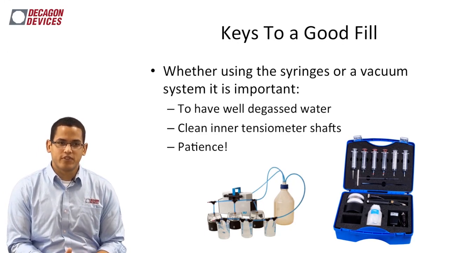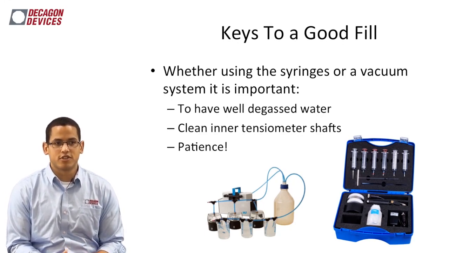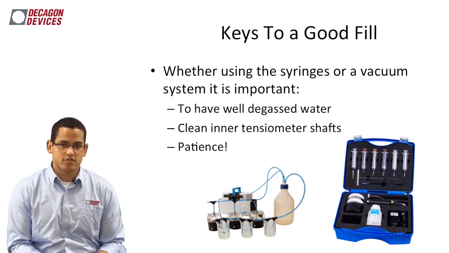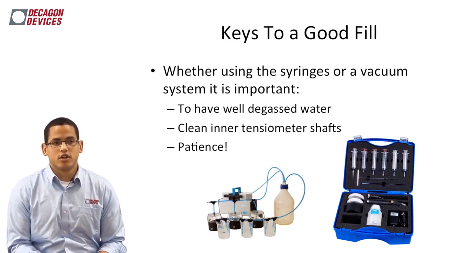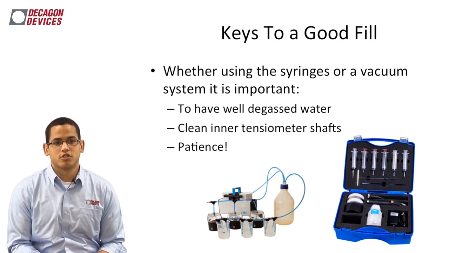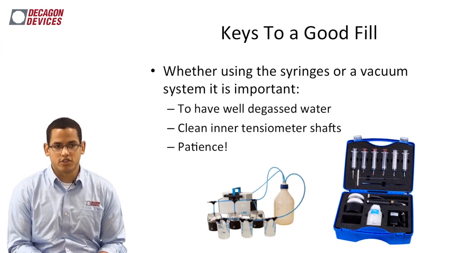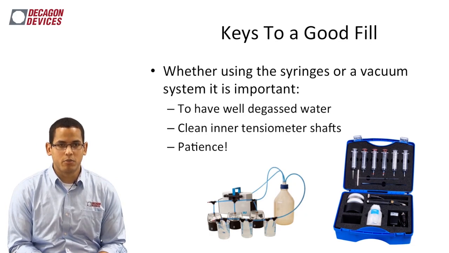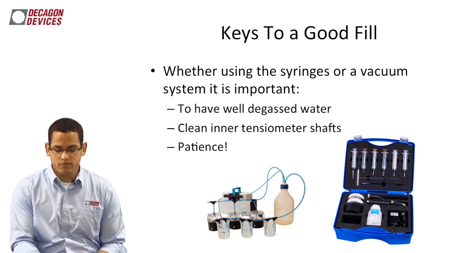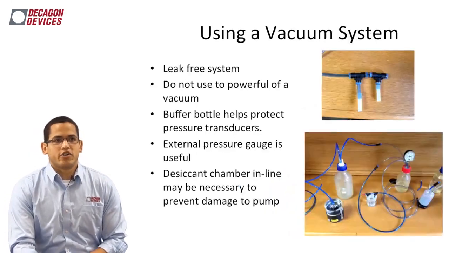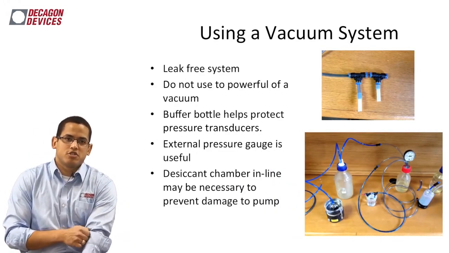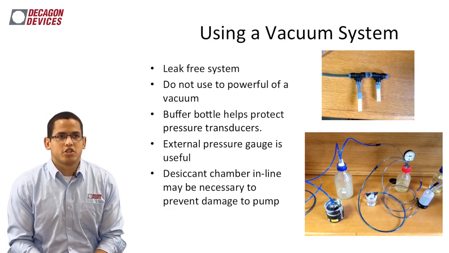With this instrument, the only thing that helps in getting a good fill is time and taking your time. And so you want to have patience when filling the tensiometers, especially with the syringes. That takes more patience than using a vacuum system. But if you're patient with your fills and you take your time, even using the syringes, you can push your tensiometers well beyond a normal measuring range of a tensiometer. And so one thing I wanted to go into is using a vacuum system and some things you want to consider, because this is a question I get a lot.